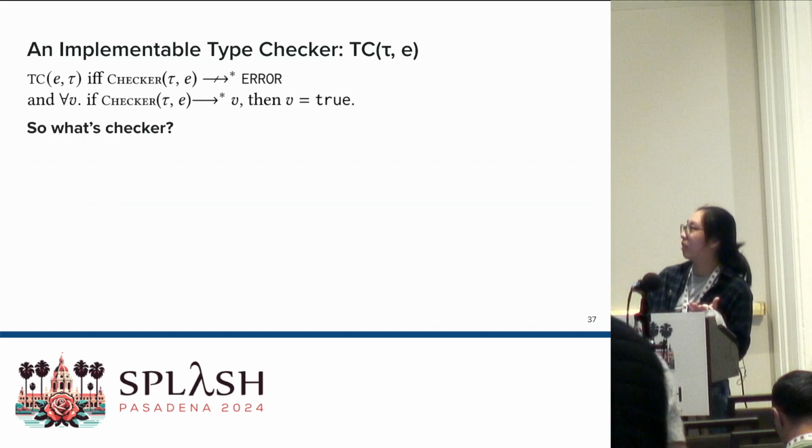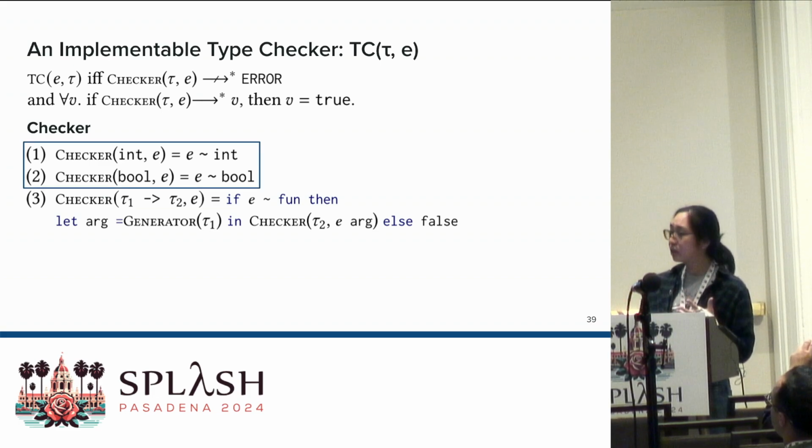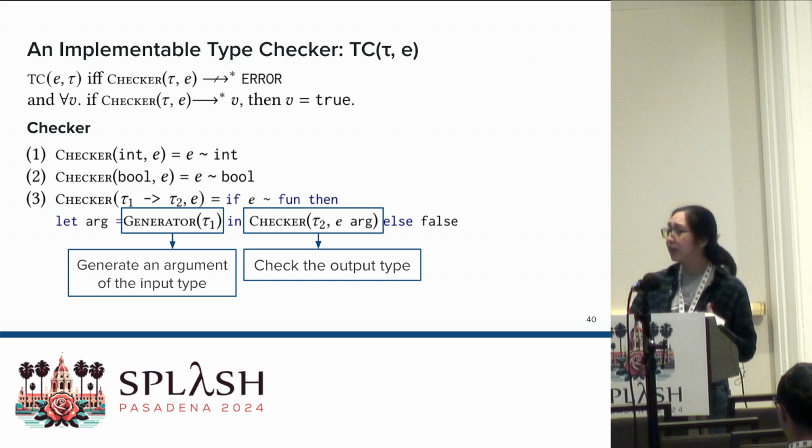So what is this checker function? Below is the inductive definition for checker. The clauses for checking integers and booleans are quite intuitive. Again, it's simply type casing. The clause for functions is more interesting. We will formally define generator in a bit, but for now, you can think of it as a magical black box that will produce an arbitrary value from the given type. So with that in mind, you can see that it's doing something very similar to the more mathematical definition. To check a function type, you would generate an argument in the input type and then check whether the application result has the output type.